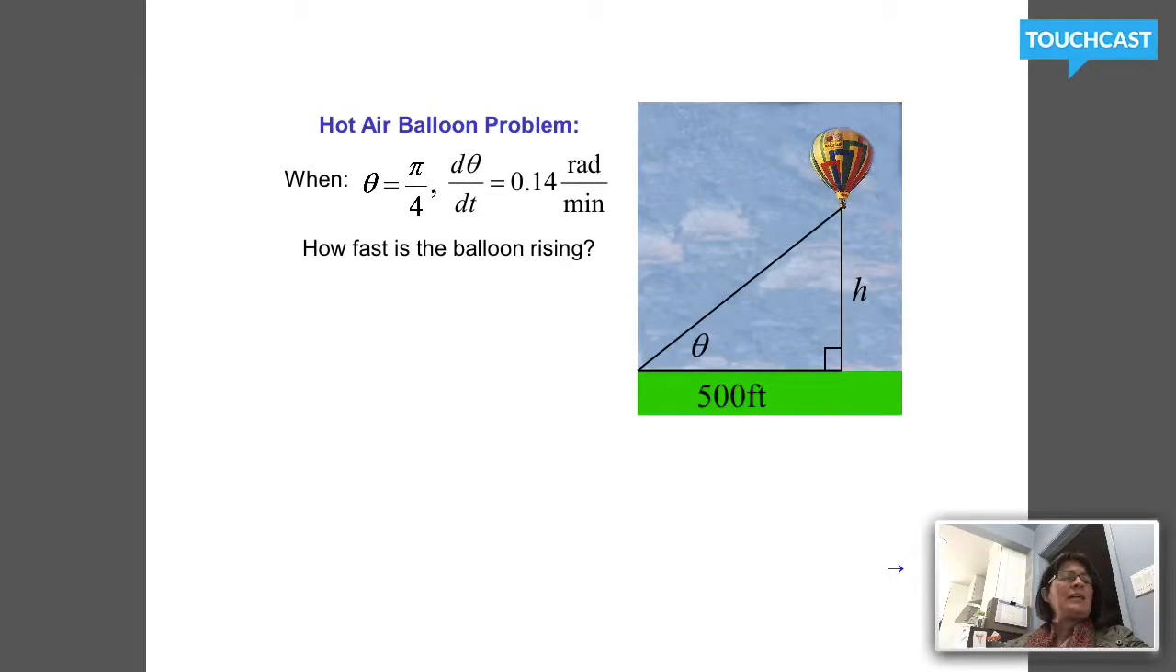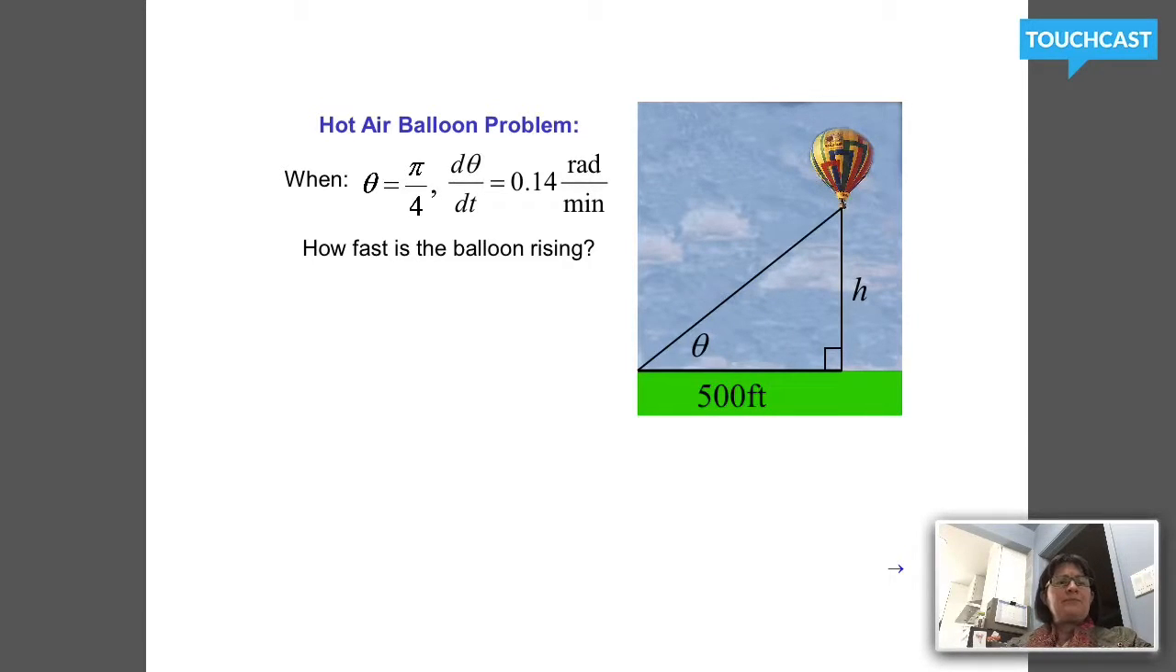This last one, I think, here you'll have to write your own equation to relate the variables that you're interested in. And this is the one where the equation is least obvious, I think. So here we go. We have a hot air balloon. This is from your textbook.